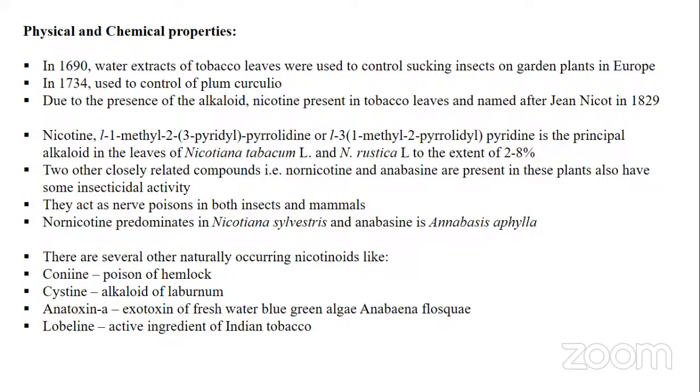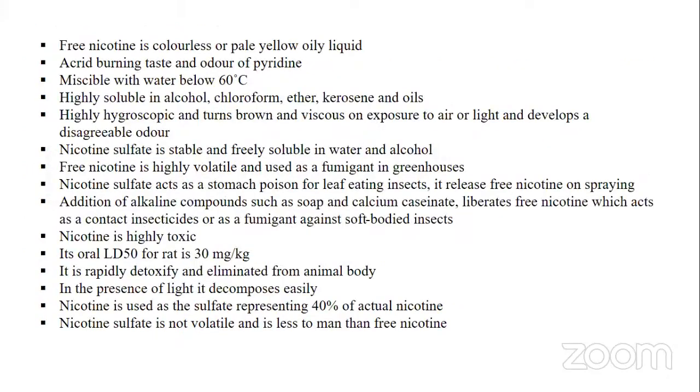There are several other naturally occurring nicotinoids like coniine, which is the poison of hemlock, cytisine, which is an alkaloid of laburnum, anatoxin A, which is the toxin of the freshwater blue-green algae Anabaena flos-aquae, and lobeline, which is the active ingredient of Indian tobacco. These are the properties which we are listing now.